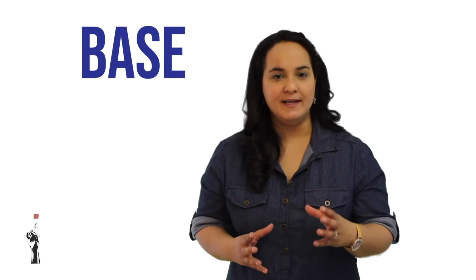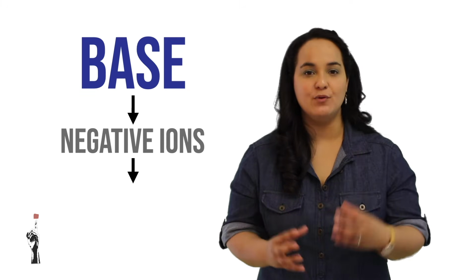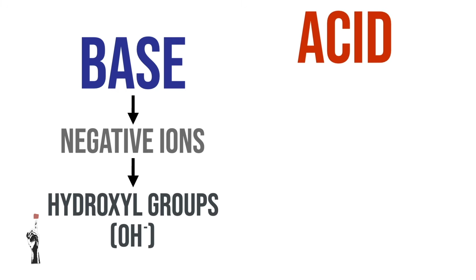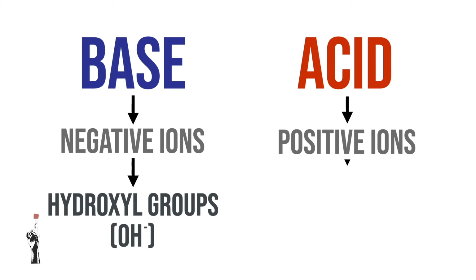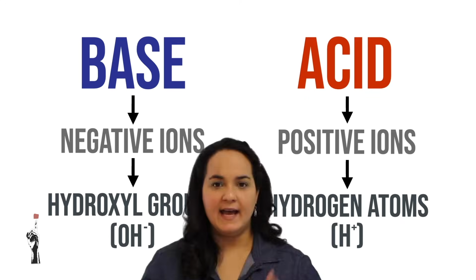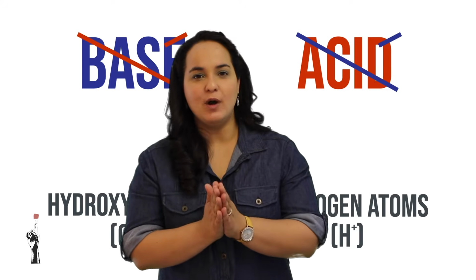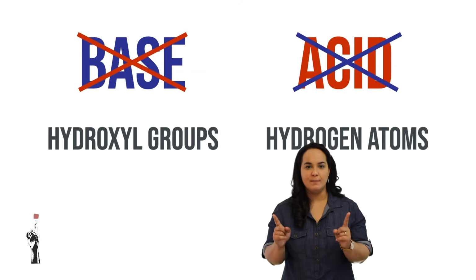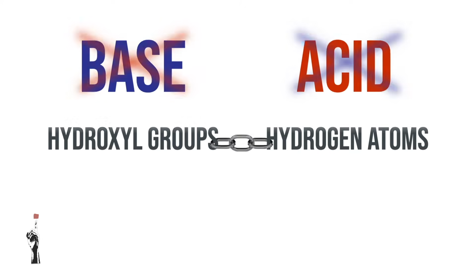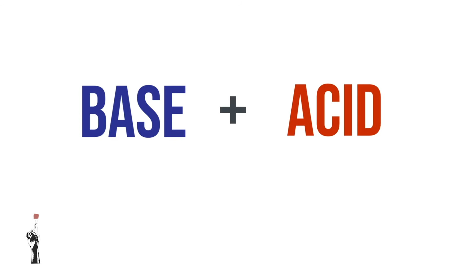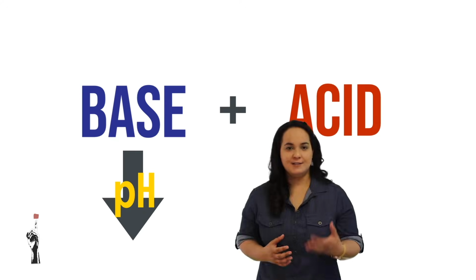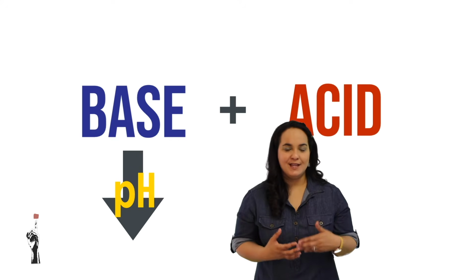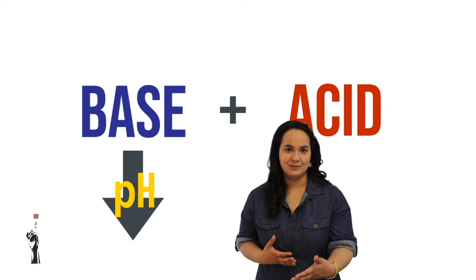These two substances have the ability to do this because a base contains negative ions in the form of hydroxyl groups, and acids have positive ions in the shape of hydrogen atoms. Acids and bases cancel out each other's properties when the hydroxyl group and the hydrogen group of the two compounds join together. When a base reacts with an acid, it becomes less alkaline. The pH lowers. The solution will have a much lower pH than that of the original base that was used.